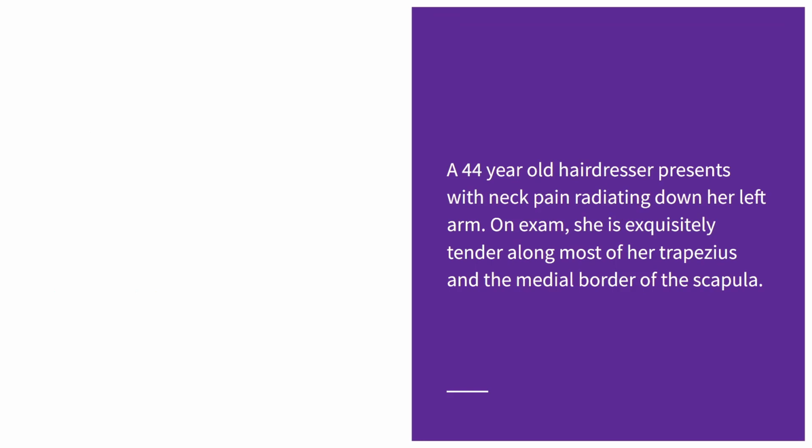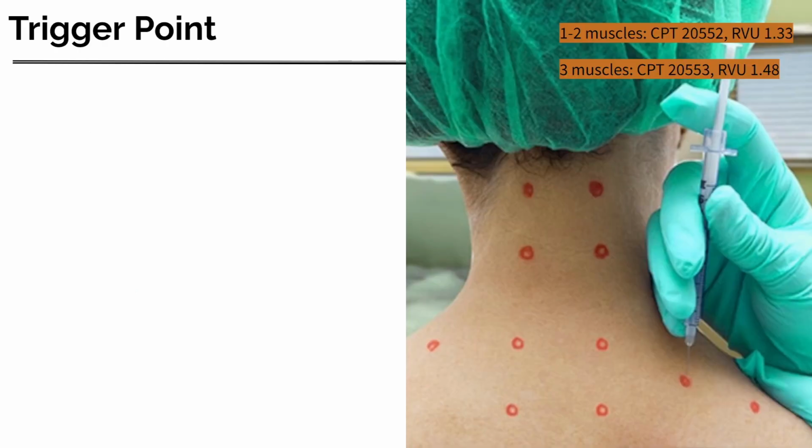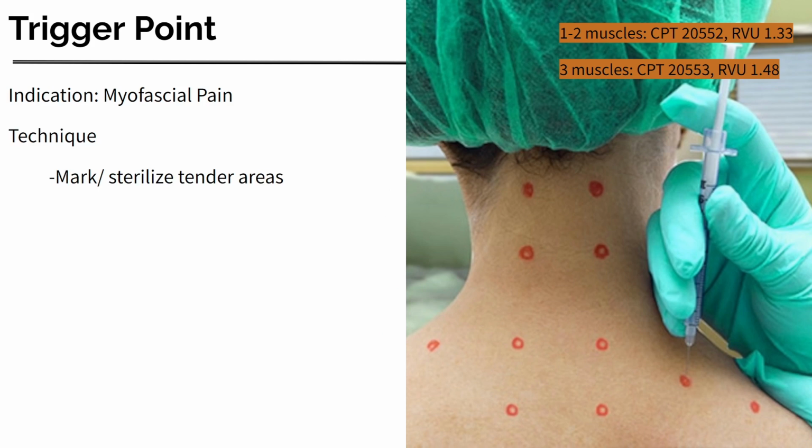A 44-year-old hairdresser presents with neck pain radiating down her left arm. On exam, she's exquisitely tender along most of her trapezius and the medial border of the scapula. So let's talk about trigger point injections, okay? The indication of myofascial pain or trigger point pain is sort of subjective, I think, but in the right patient, these are very helpful. And you want to mark and sterilize the areas that are tender, inject as needed, okay?